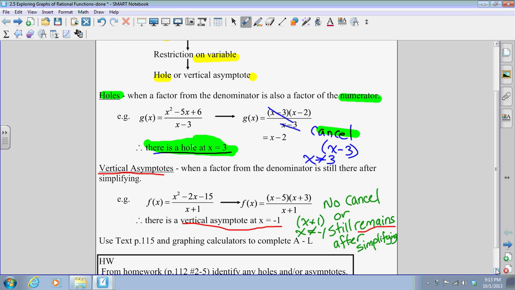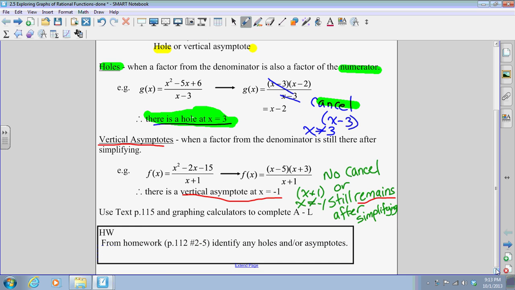What we're going to do now, ladies and gentlemen, is please turn in your textbook to page 115, and we're going to use the graphing calculators to complete examples A to L. You may want to note that your homework here is page 112, numbers 2 to 5, and make sure you can identify when you have restrictions, which ones are holes and which ones are asymptotes. Just a reminder, when you cancel a factor out, that's a hole, and when you have a factor that remains in the denominator, that's your asymptote.